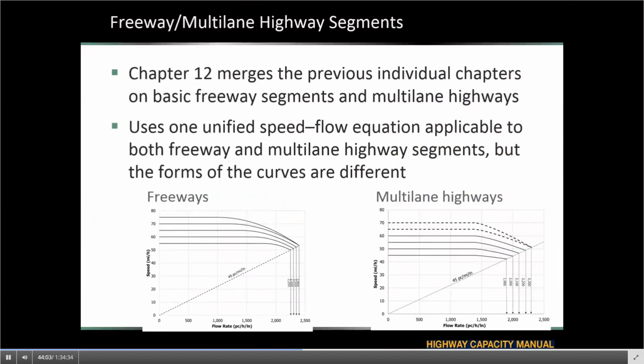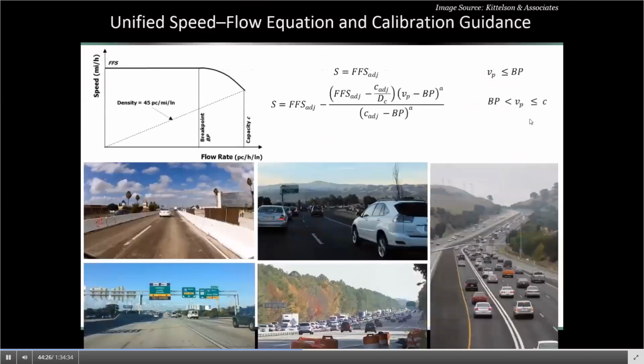And integrating both in the same chapter gave us the ability to more explicitly recognize those differences, talk about the differences in terms of access management on a freeway versus a multi-lane highway, and how that impacts the performance. But both methodologies are very similar, and that also freed up some pages for some of the additional material that was added. One of the key and probably the most exciting changes in the freeway method is a new formulation for the speed flow curve.